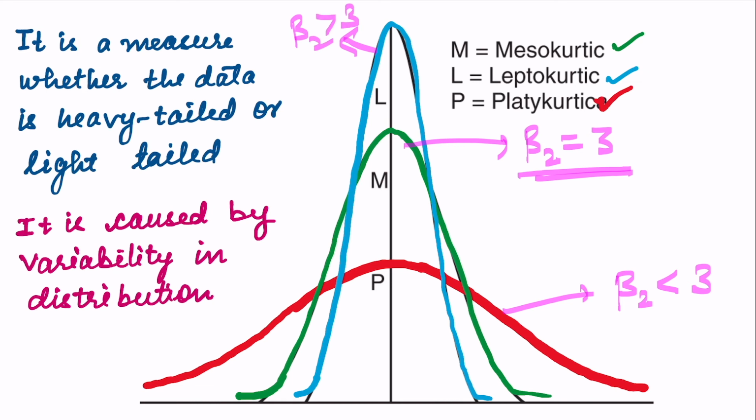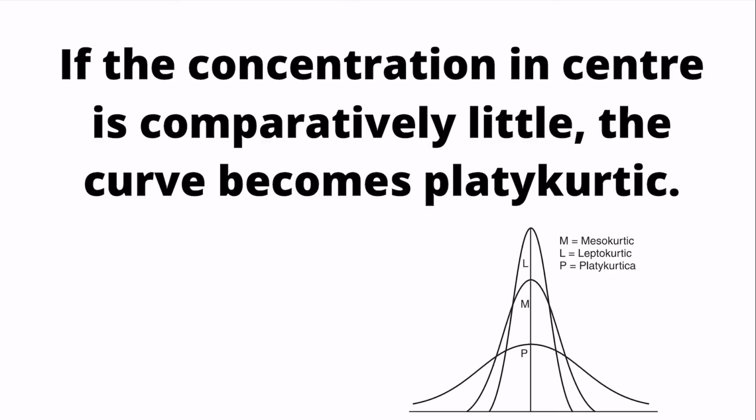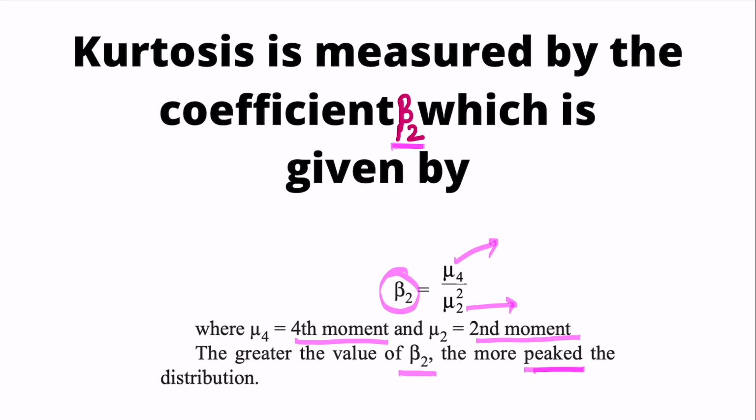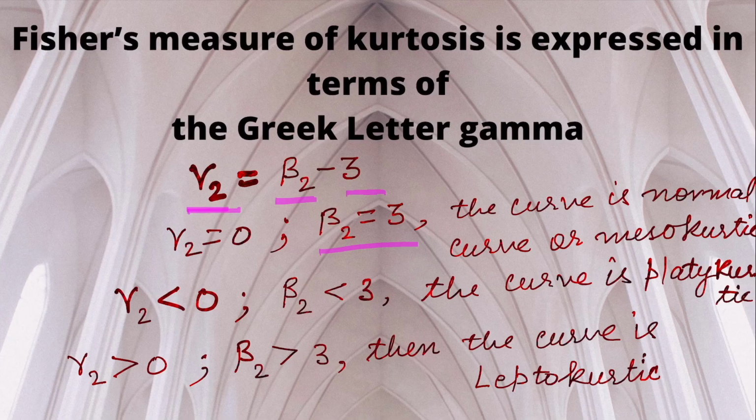So what we have to do in order to measure kurtosis is find the moments and then apply this formula, mu4 upon mu2 square. If this comes out to be 3, then you can say that the distribution is a normal distribution, or a mesokurtic distribution. If it is less than 3, then it is platykurtic. If it is greater than 3, then it is a leptokurtic distribution.